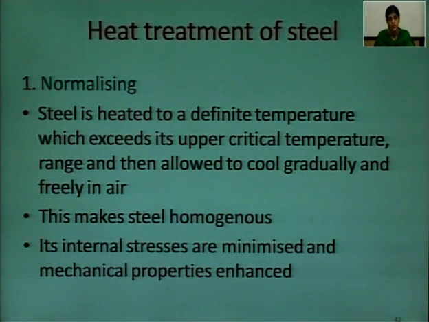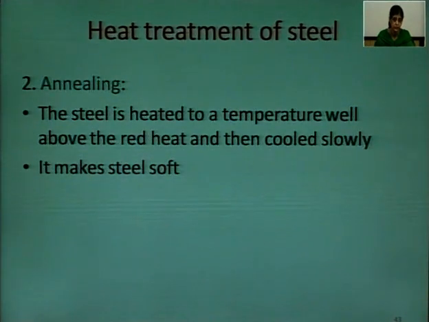The first heat treatment is normalizing. In this process, the steel is heated to a definite temperature which exceeds its upper critical temperature range and then allowed to cool gradually and freely in air, and this makes the steel homogeneous. Its internal stresses are minimized and the mechanical properties are enhanced. So, in normalizing, steel is heated to a temperature and then it is allowed to cool gradually and freely in air.